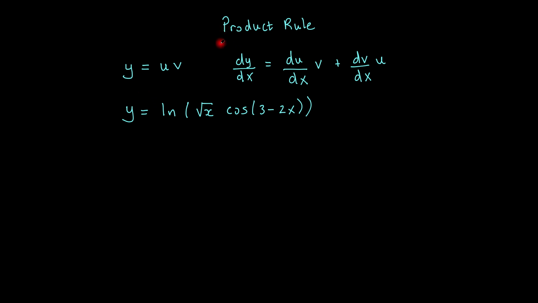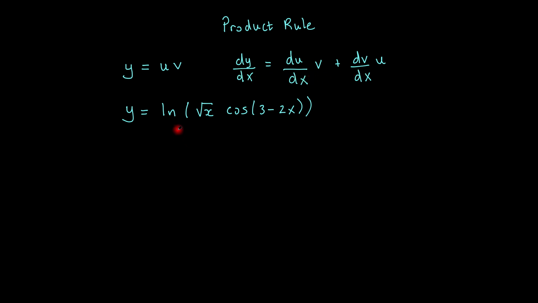Today we'll be looking at how to use the product rule to differentiate the following function, where y is equal to natural log of root x cos(3 minus 2x). I assume you know how to use the product rule. I have written the product rule up here.